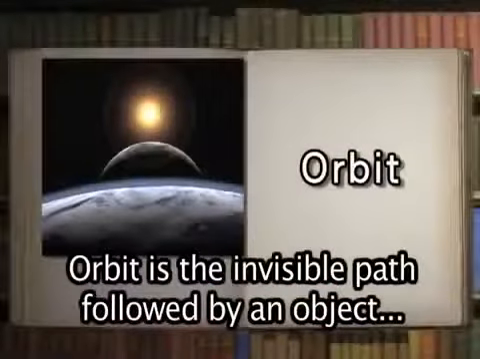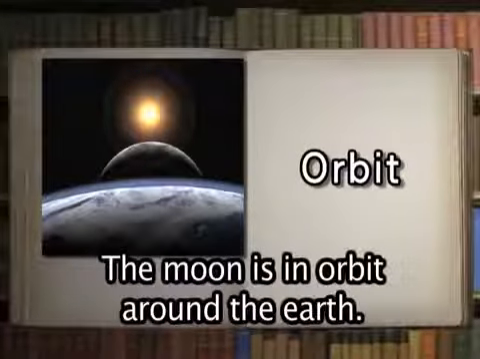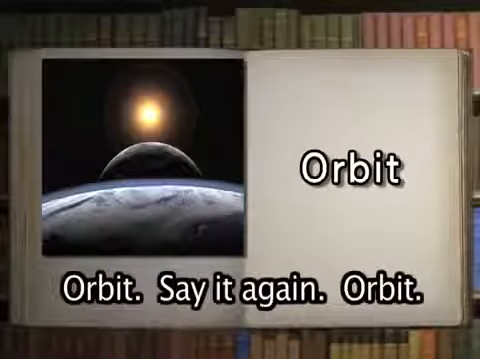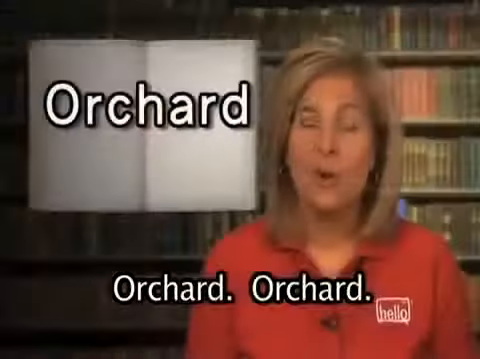Orbit is the invisible path followed by an object circling a planet or the sun. The moon is in orbit around the Earth. Orbit. Say it again. Orbit. Yes, correct.